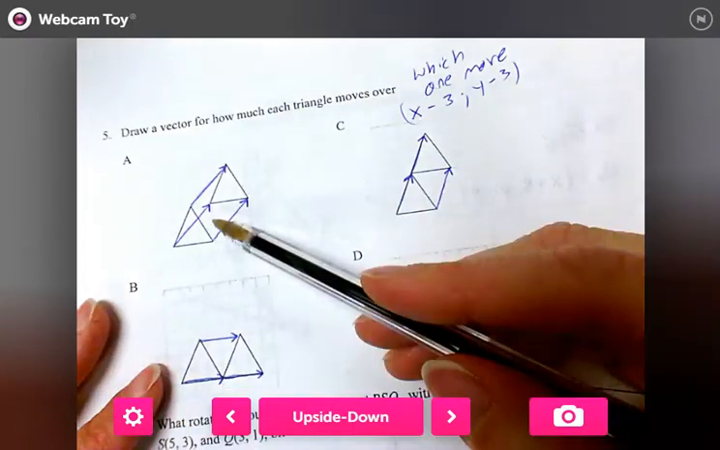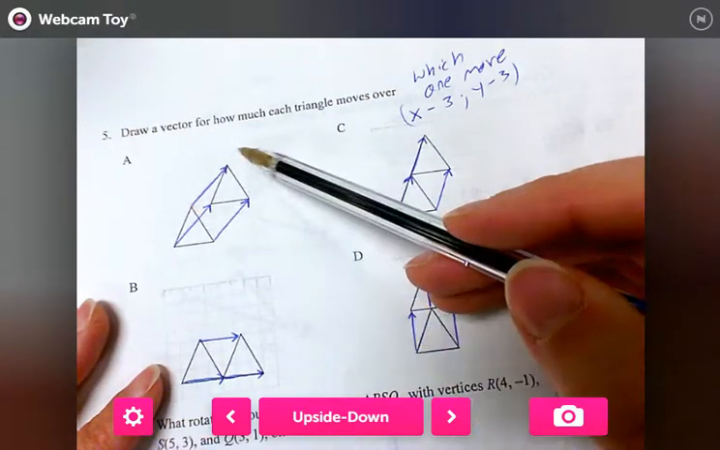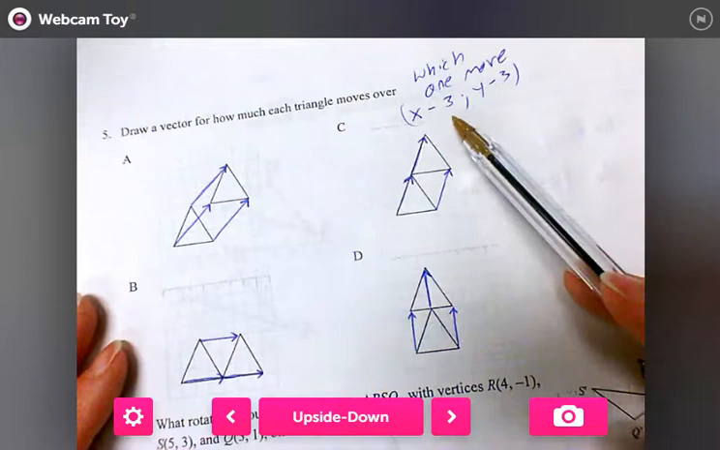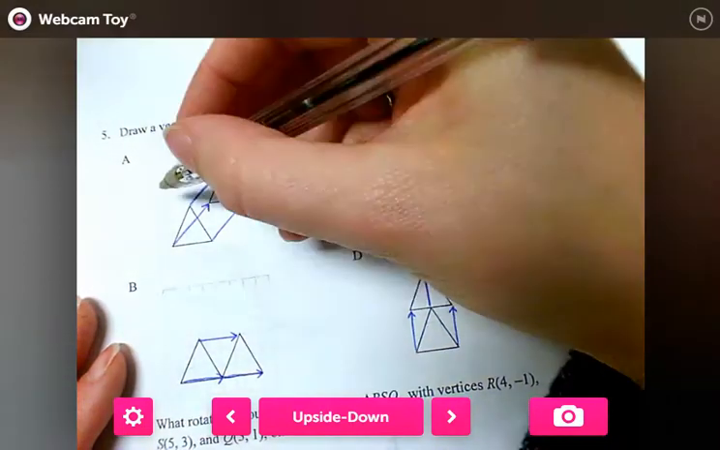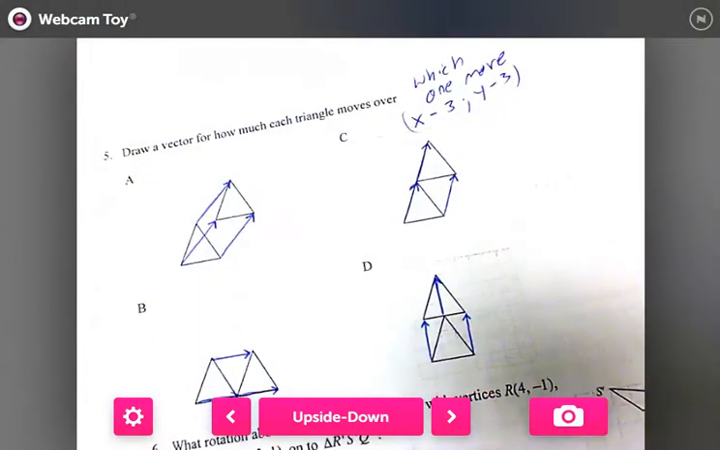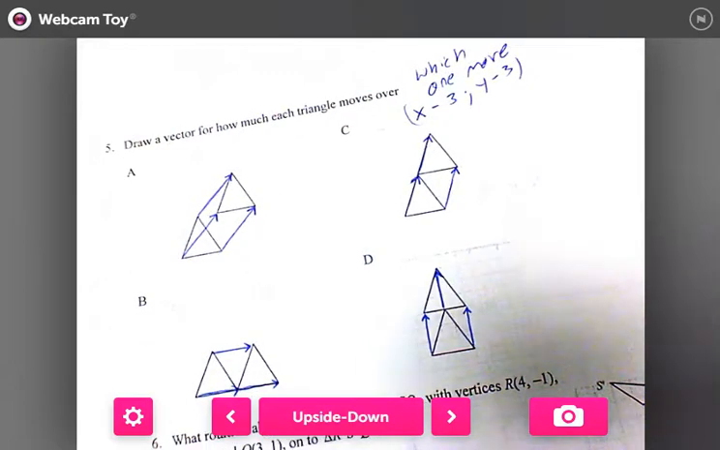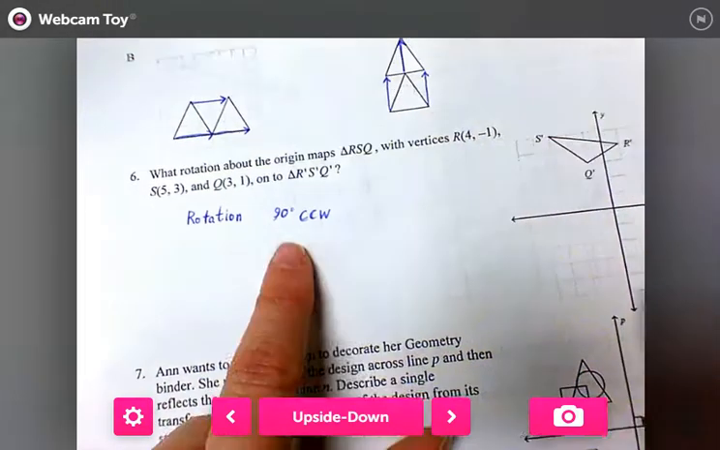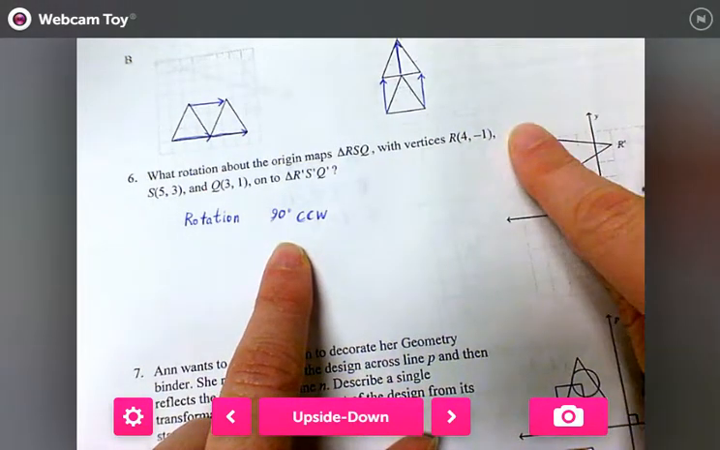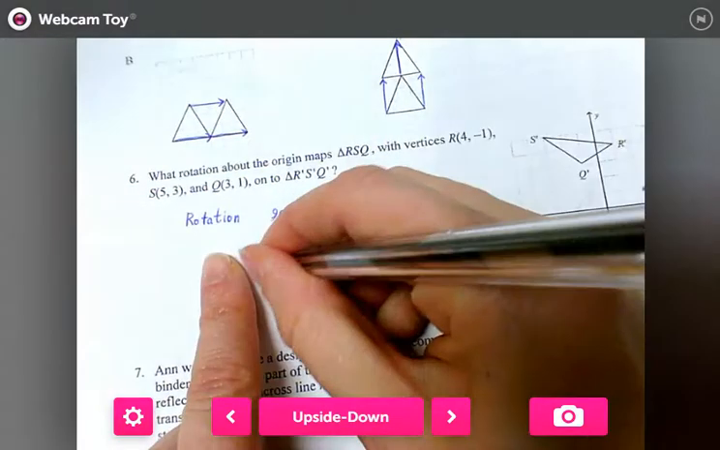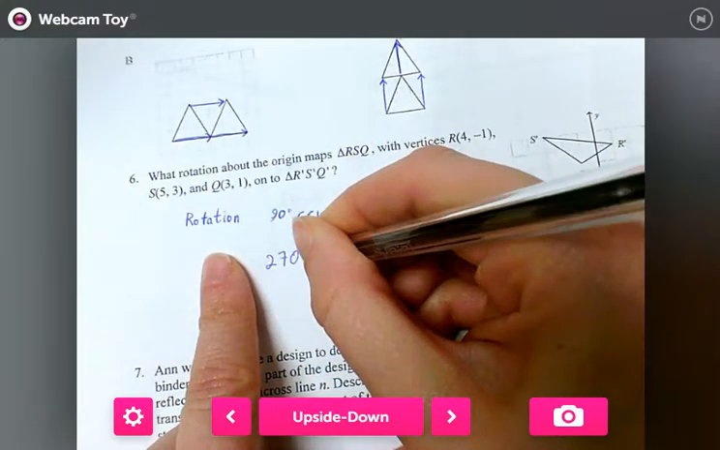In this case, all I wanted you guys to see was the vectors, what was happening with each of these, okay? Like they're moving to the right, left, up, or down. Number 6 is a 90-degree rotation counterclockwise. If you put 270, you need to just say clockwise.